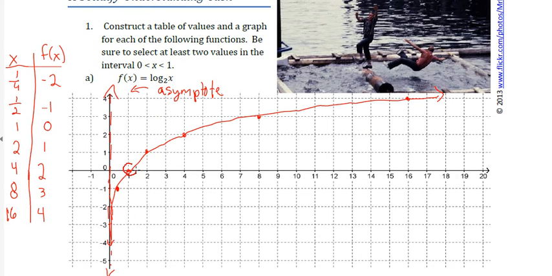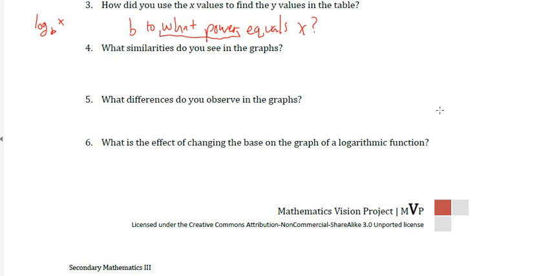at 1, 0. So they have a similar shape. Same x-intercept. Same asymptote.